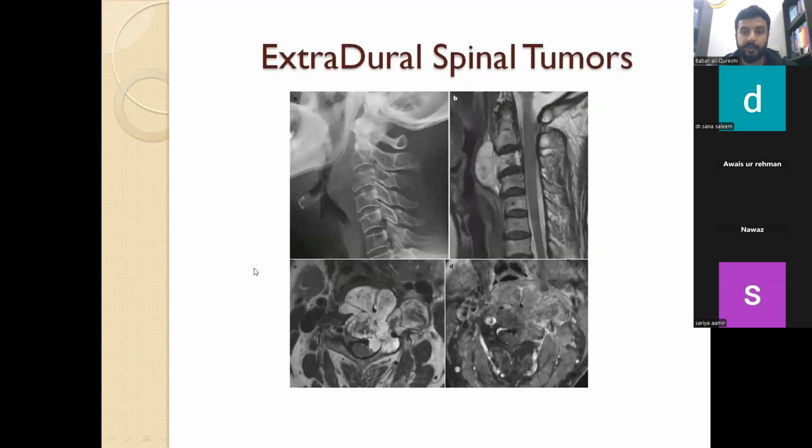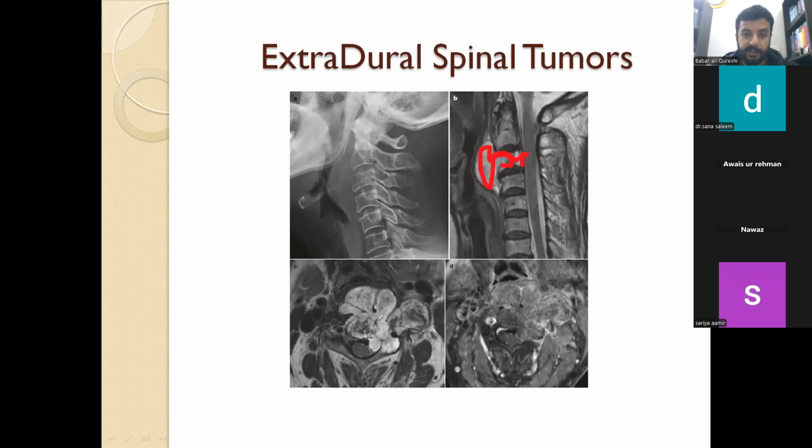Coming to the third compartment, that is the extradural compartment. Usually the mets or the tumors that are arising from the bone compress the cord coming extradurally. So here we can see this is a tumor that is basically arising from the C3 vertebra. It is going extraspinal as well as going inside the canal.